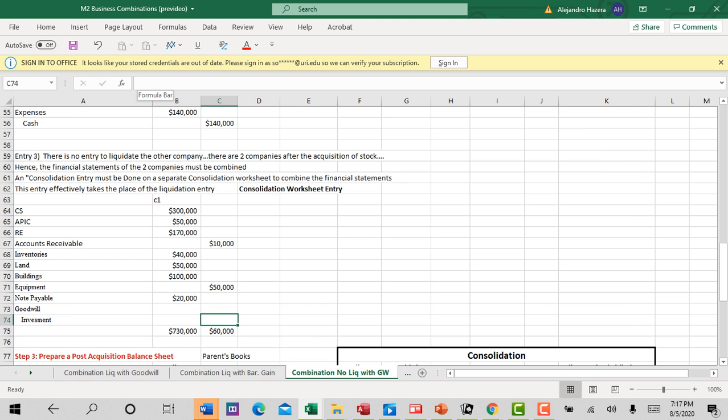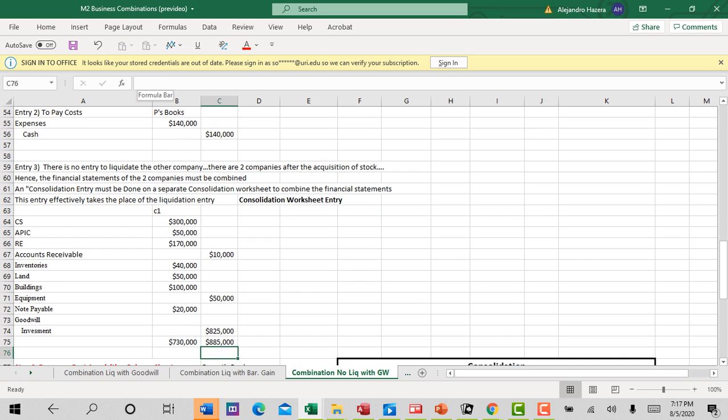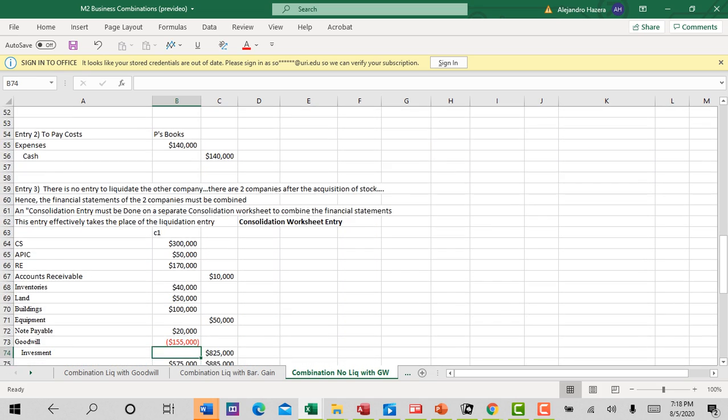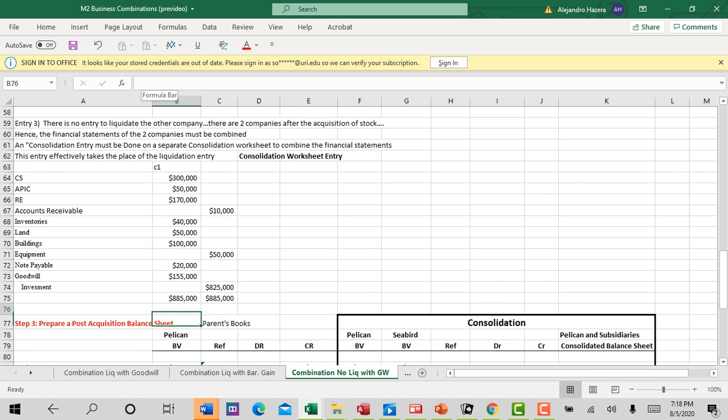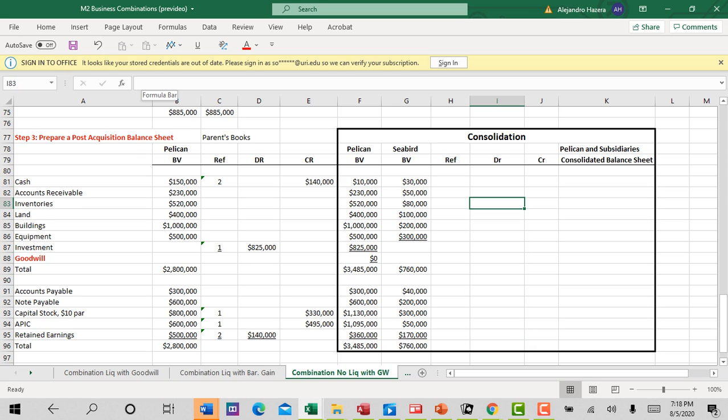We're going to go ahead and wipe off the investment account. The investment account, we're going to make that 0 on the books here. That's 885 we have on one side. So that's 885. The only thing that we're missing is goodwill, which is going to be an asset account. So we're going to have 155 in goodwill. I should not have put that in the negative. Okay, so we've got 885 on both sides. So we're going to make this entry in this consolidation worksheet, and you're going to see that the results are the same as the liquidation entry.